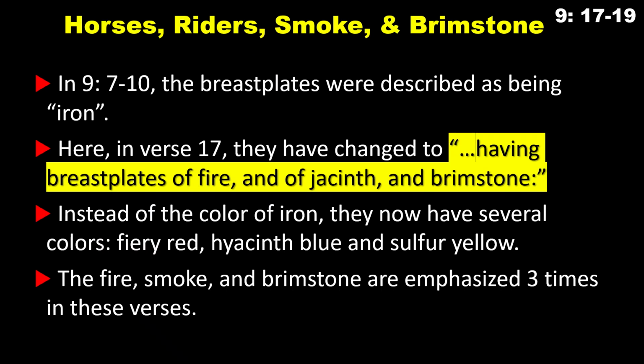Previously, in chapter 9, verses 7 through 10, the breastplates were described as being iron. Here in verse 17 they have changed to having breastplates of fire and of jacinth and brimstone. Instead of the color of iron, they now have several colors: fiery red, hyacinth blue, and sulfur yellow. These are the colors associated with those substances. Fire is red, of course, jacinth is hyacinth blue, and brimstone, sulfur, is yellow. The fire, smoke, and brimstone, red, blue, and yellow, are emphasized 3 times in these verses.